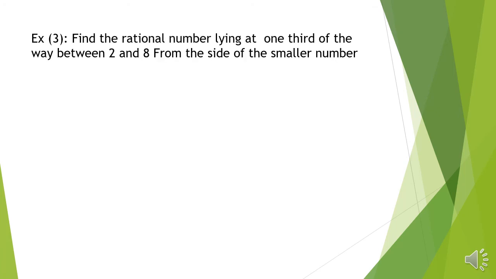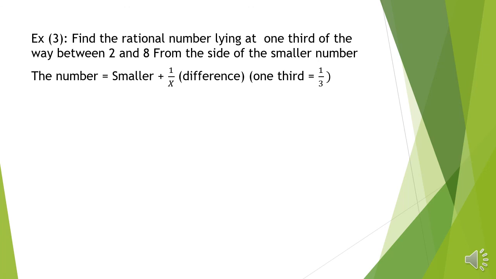Find the rational number lying 1/3 of the way between 2 and 8 from the side of the smaller number. Here it is mentioned 1/3 of the way. Then it also has to be mentioned from which side we are going to start, or which side we are going to use. Here it is mentioned from the side of the smaller number.